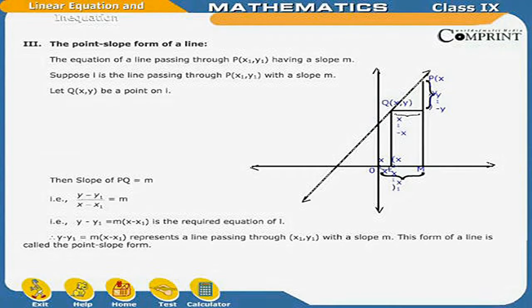The point-slope form of a line. The equation of a line passing through P(x1, y1) having a slope m. Suppose L is the line passing through P(x1, y1) with a slope m. Let Q(x, y) be a point on L. Then slope of PQ is equal to m. That is, (y - y1) upon (x - x1) is equal to m. That is, y - y1 = m(x - x1) is the required equation of L. Therefore, y - y1 = m(x - x1) represents a line passing through (x1, y1) with the slope m. This form of a line is called the point-slope form.